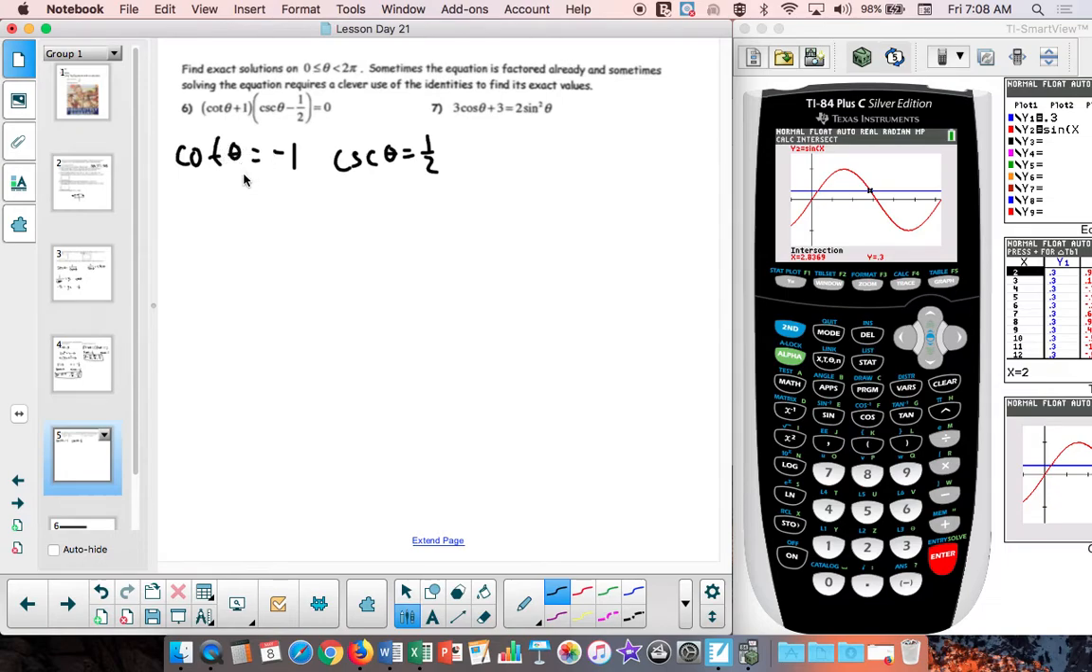Cotangent, remember, is 1 over tangent, so I could flip the fraction and make it tangent if you're more comfortable with it. Negative 1, air quotes flipped, is still negative 1. So cotangent and tangent are negative 1 in the same places. And that is at 3 pi over 4, and 7 pi over 4.